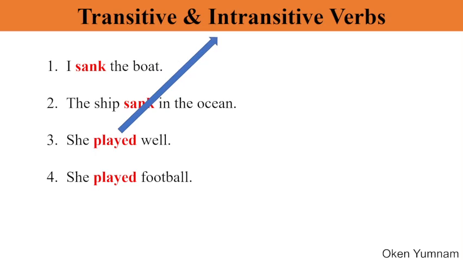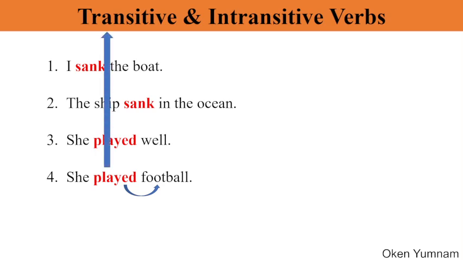But if we look at number 4, she played. She played what? She played football. Means football is the object. So it has got an object. That means it is transitive. So from these 4 examples, we see that the same verb can be used as a transitive or intransitive verb.